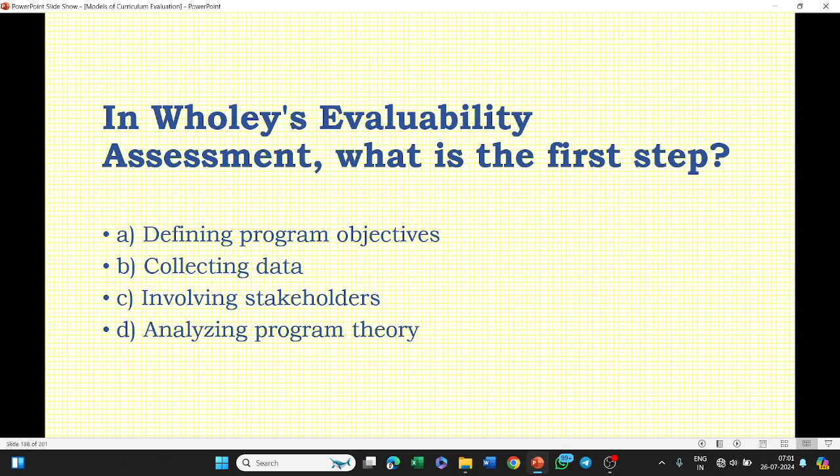In Wholey's evaluability assessment, what is the first step? Options: defining program objectives, collecting data, involving stakeholders, analyzing program theory. The answer to this question is option C, that is involving stakeholders.